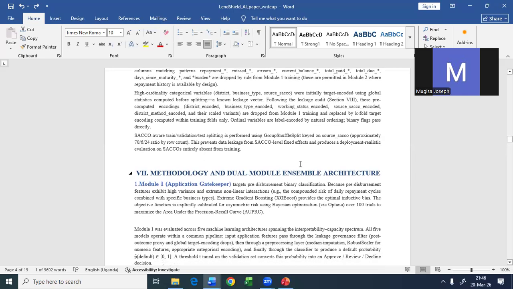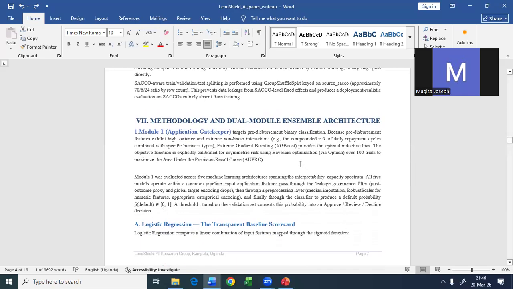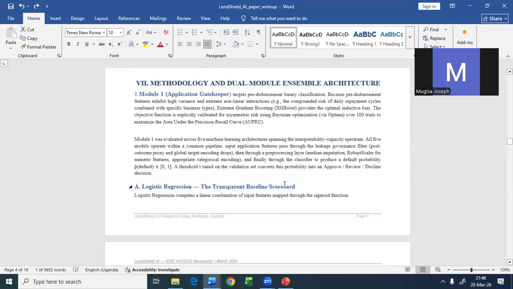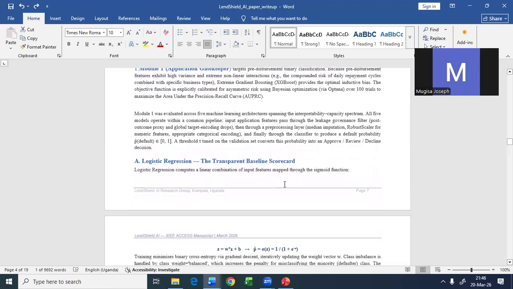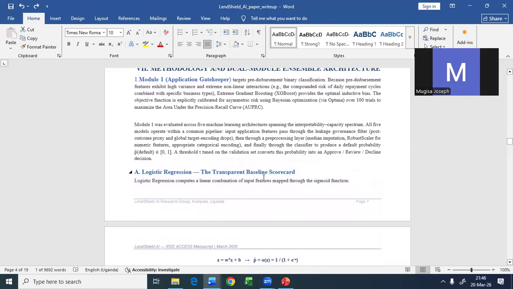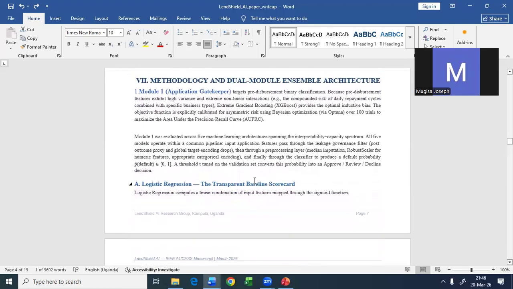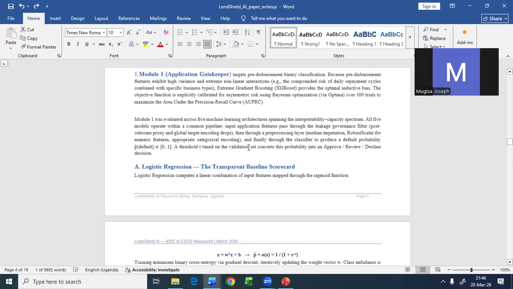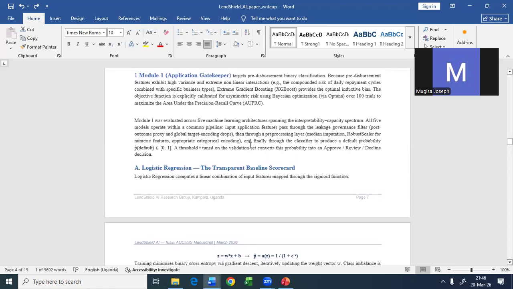As we continue, we are just out of time with that, but we shall wrap up a little bit. So, methodology. We followed a two-module approach, whereby we have module one and module two. Module one, we said, is the application gatekeeper, which is for pre-disbursement. This module was evaluated across 5 machine learning architectures, spanning the interpretability capacity spectrum.